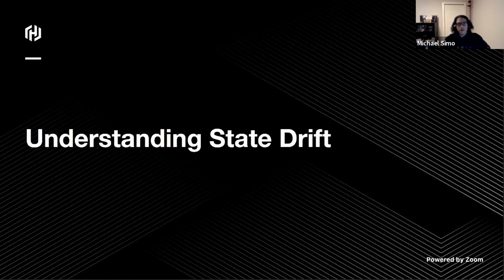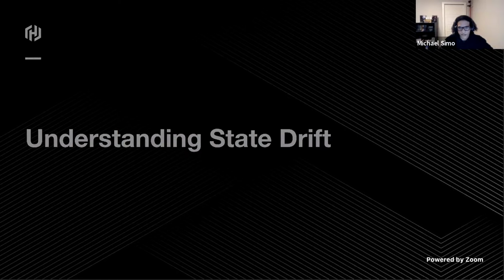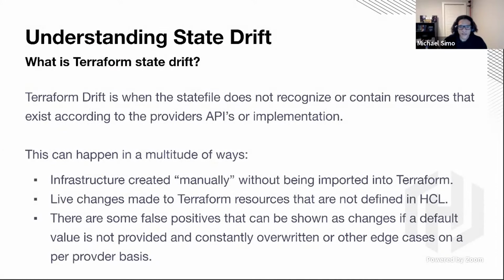Okay, so now going on to more about the main concept behind finding Terraform drift, which is how we can understand this. So what is Terraform state drift? This occurs when the state file that is stored in the cloud or locally has an absence of resources that are not defined in that state, but they may be present in a cloud provider.